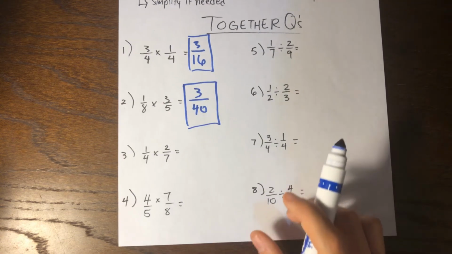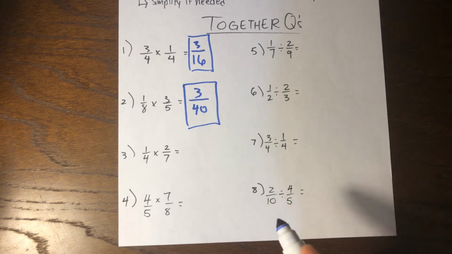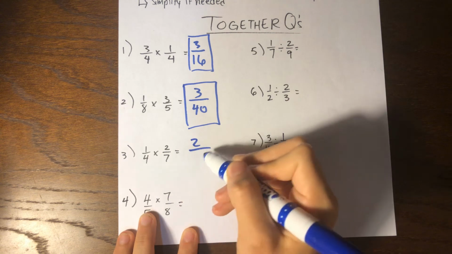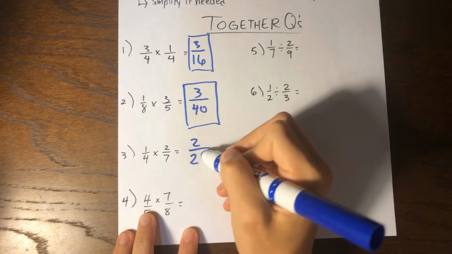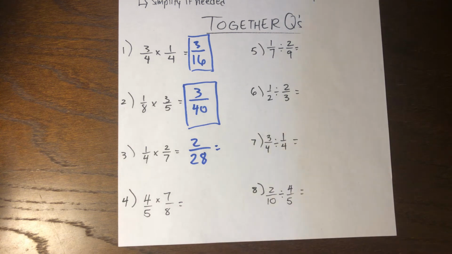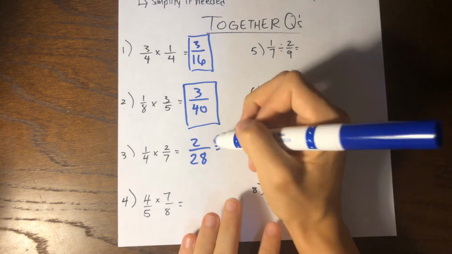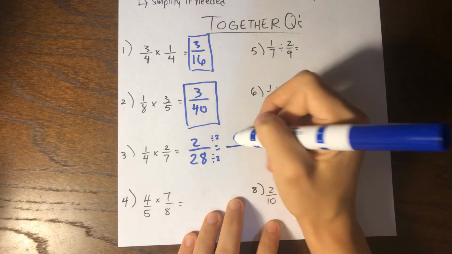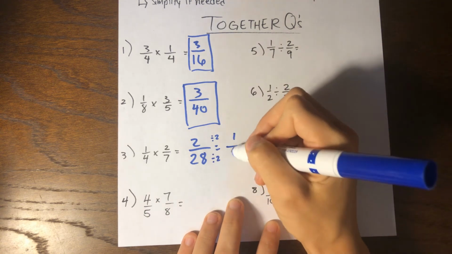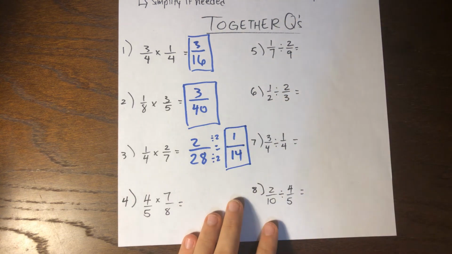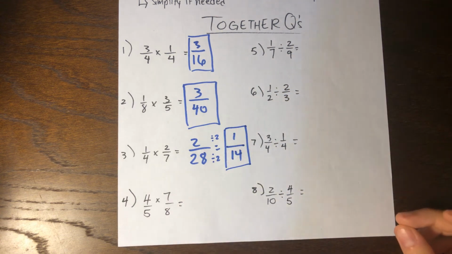So next one, 1/4 times 2/7, multiply straight across. 1 times 2 is 2. 4 times 7 is 28. Can I simplify this one? Yeah, 2 does go into 28. So if I divide both sides by 2, I get 1/14. So that's simplified, and so I just circle that as my answer. Okay?